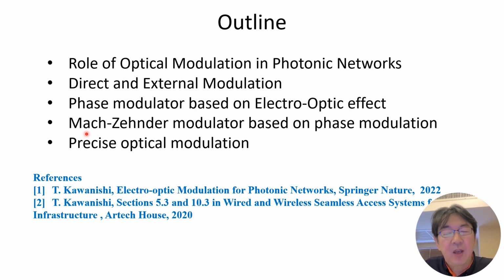Mach-Zehnder modulators have Mach-Zehnder interferometers on the integrated circuit. By using the optical wave interference, we can convert phase modulation into amplitude modulation in the integrated circuit. Such modulators are commonly used in various types of transmission systems. In the last part, I will show you some examples of advanced modulation technologies which offer precise optical modulation.